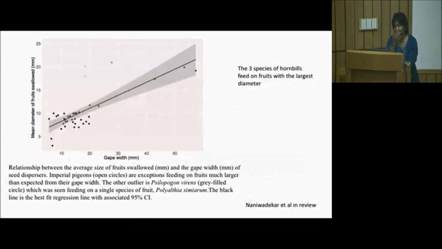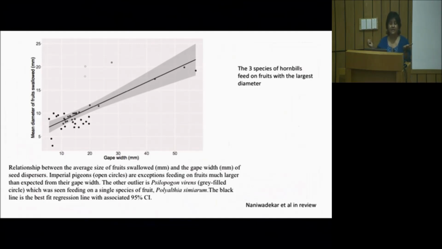So one of the things that we showed is that hornbills are really large. As most of you might know, the weight of these larger hornbills is 3 to 4 kilos, and they have a very large gape size. And gape size determines the ability of birds, the extent to which they can swallow, the size of the fruits that they can swallow.